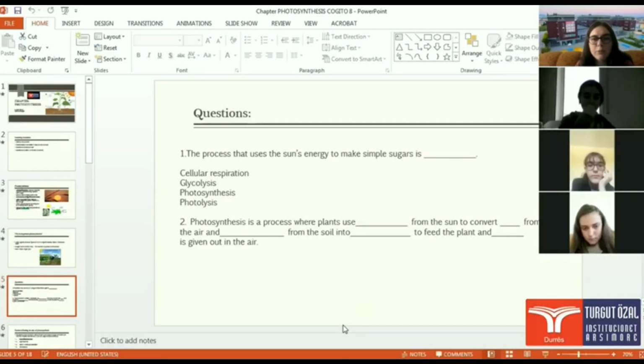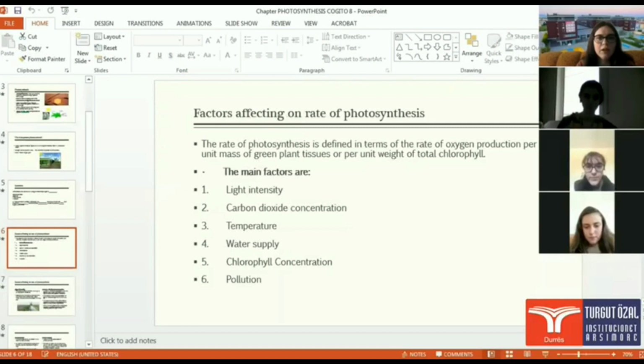Sibora, can you do the second question, please? Yes. Photosynthesis is a process where plants use energy from the sun to convert carbon dioxide from the air and water from the soil into glucose to feed the plant, and oxygen is given out in the air. Very good. Great.